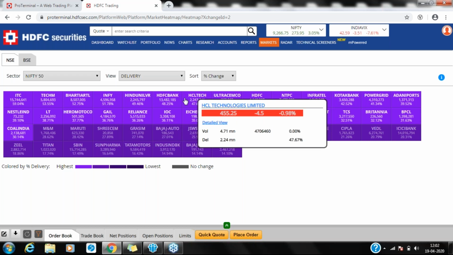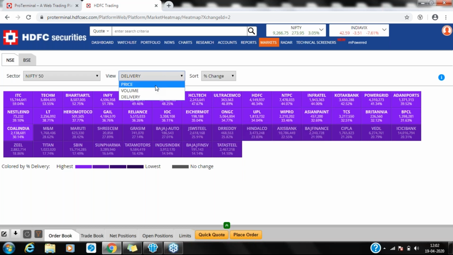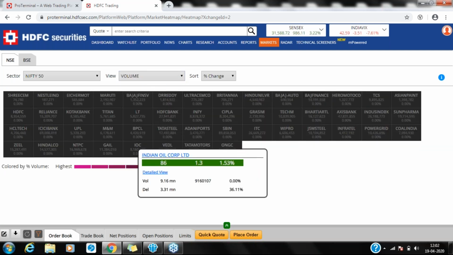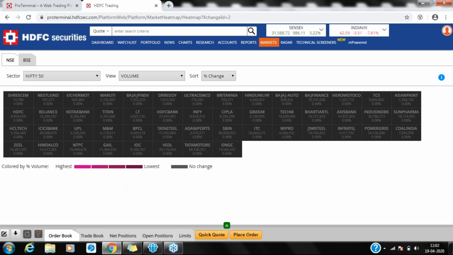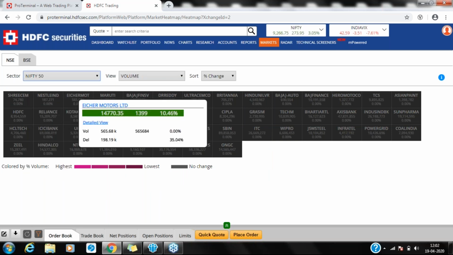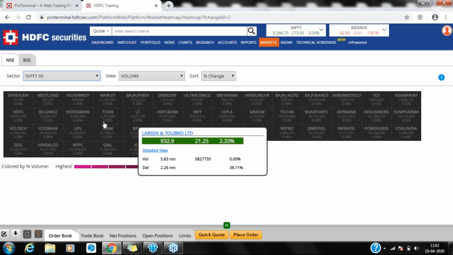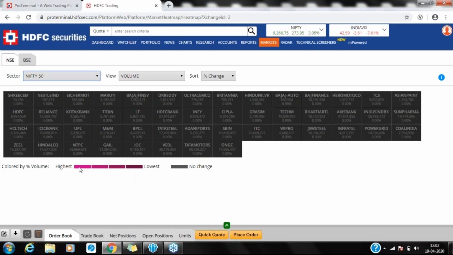Apart from delivery, we have two more views. One is the price and another is the volume. So you can also use that. You can see as per price, this is not showing properly as of now, but normally this should be the color. The maroon color will show the lowest volume percentage, and the pinkish color should show the highest volume percentage. As of now, it's not showing due to some technical issue, but this is how it's supposed to work.